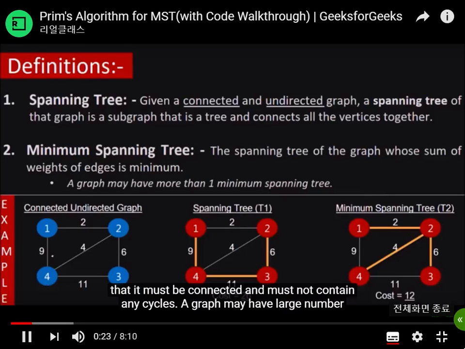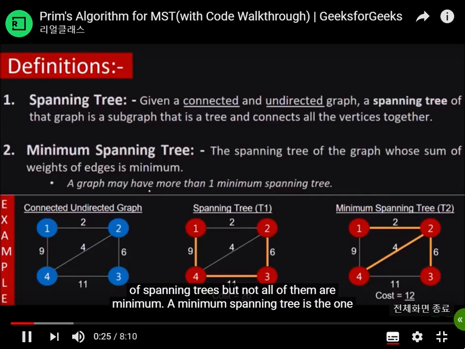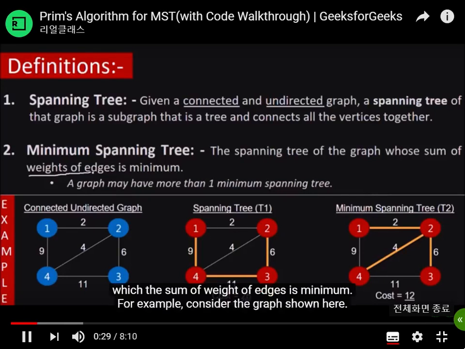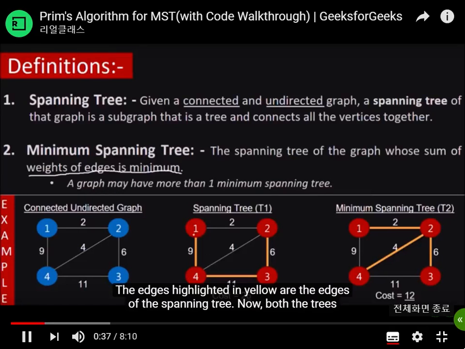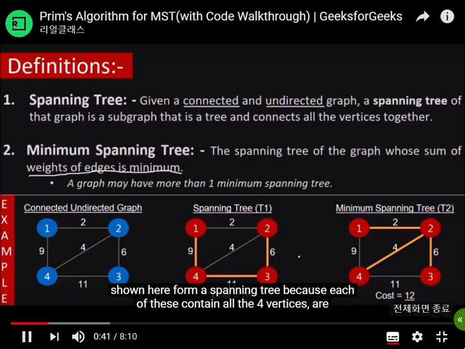A graph may have a large number of spanning trees, but not all of them are minimum. A minimum spanning tree is one in which the sum of the weights of edges is minimum. For example, consider the given graph shown here. The edges highlighted in yellow are the edges of the spanning tree. Now both the trees shown here form spanning trees because each of these contains 4 vertices.